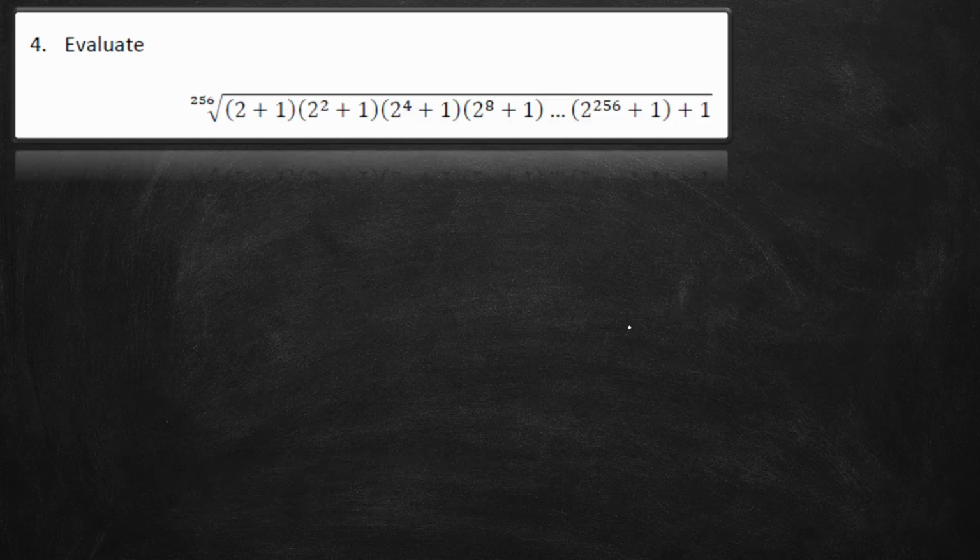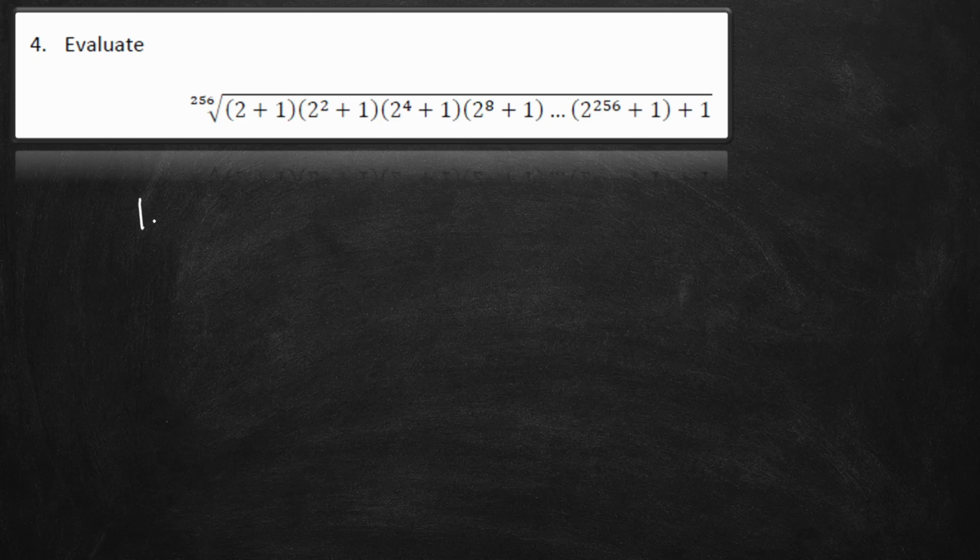The next one is to evaluate this one. So you can see here, we already see the pattern, right? The pattern is that this number 2 here is always 2 power of 2, and then double again, 2 power of 4, and then double, 2 power of 8, until 2 power of 256, and always plus 1. So what we're going to do is treat this more like a 3 question.